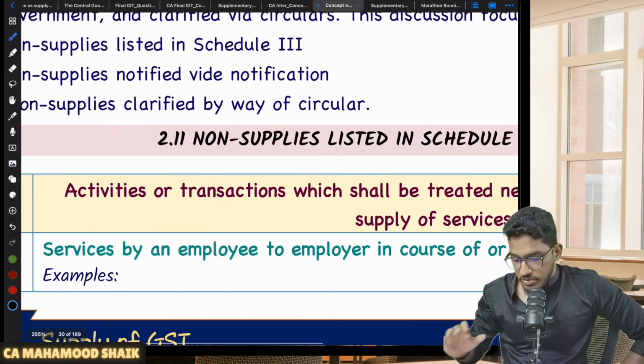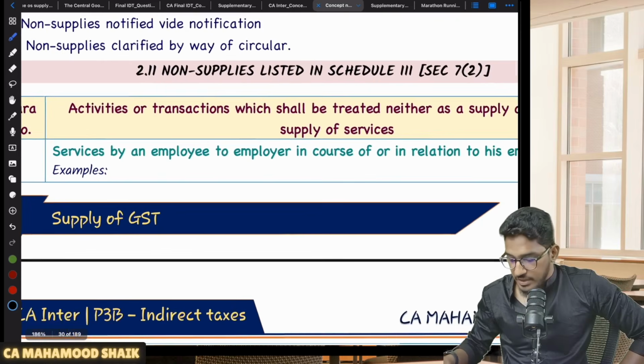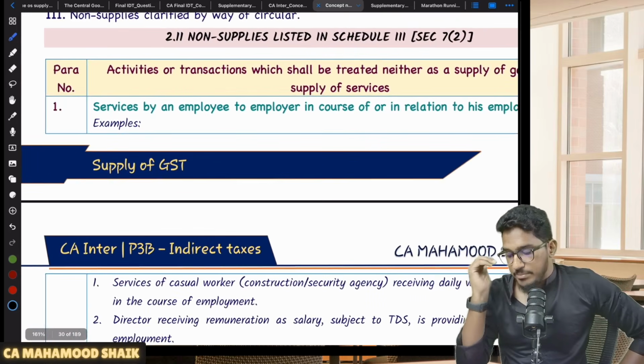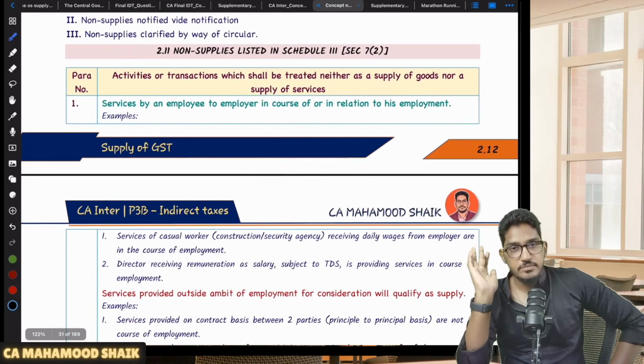So first I will talk about Schedule 3. As per Schedule 3, which activities will not be considered as supply. First one, services by an employee to the employer in the course of or in relation to the employment.